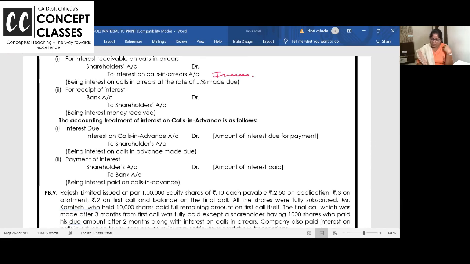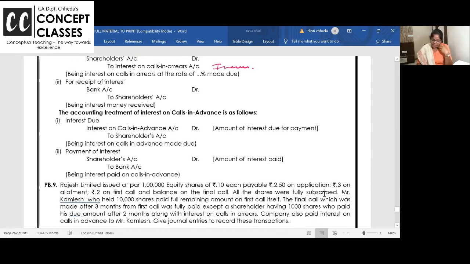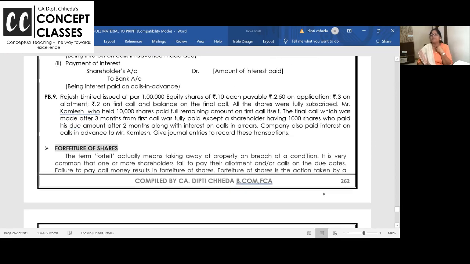Same way, interest due on call in advance, I need to pay. Then interest account debit, shareholders account debit, to bank. So interest is expense and money is going out of the bank. At what rate will we receive interest on call in arrears? 10%. And on call in advance, how much will you pay? 12%. So with this, let us start the 9th problem now. You will have to remember the rates. They do not always give them.